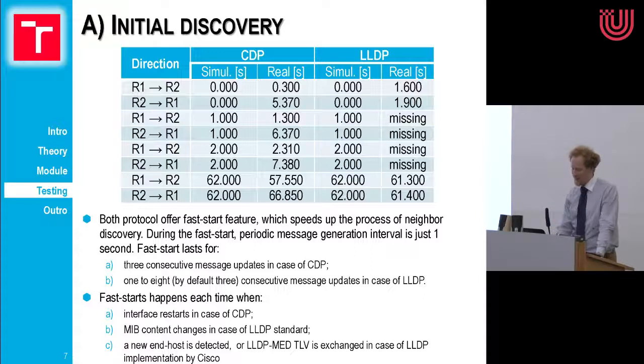It is the same in this case for CDP, but it is a little bit different for LLDP. The reason is that we can see over here some missing columns, or cells with the label missing. The reason behind it is that the Cisco LLDP implementation is not in compliance with the LLDP standard, and it is not using the fast start feature. Hence, we've decided we will try to be as accurate as the standard is telling us, and that's why, in the case of the simulation, we are using the fast start feature.